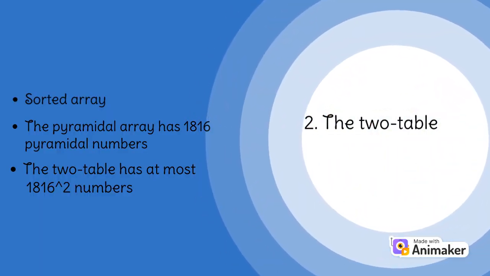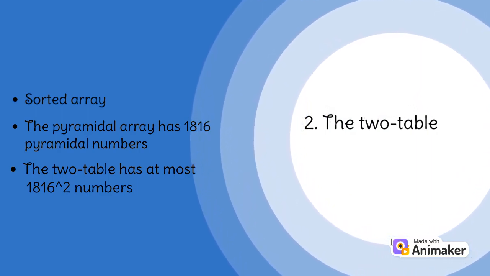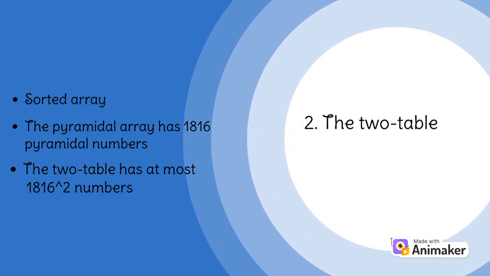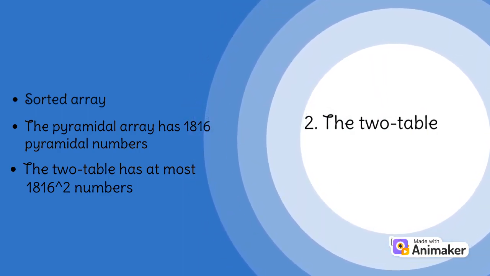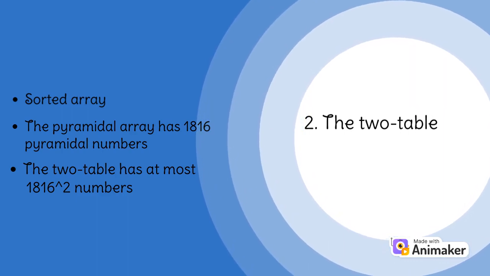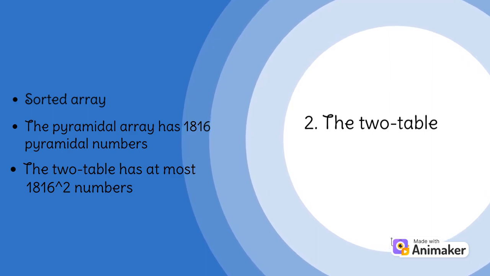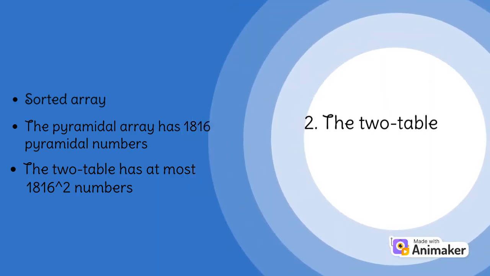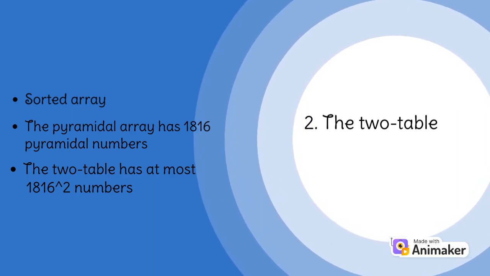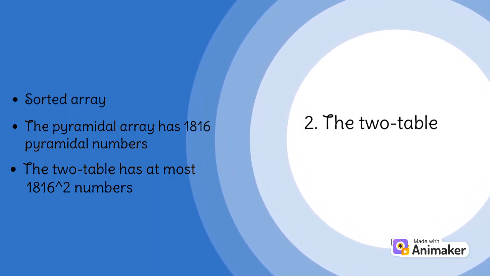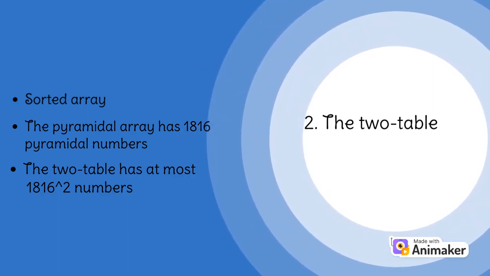The two-table. The two-table is going to be a sorted array. Its elements will represent all the possible different sums of every pair of numbers in the array of the pyramidal numbers from 1 up to 1 billion. In fact, there are only 1,816 pyramidal numbers, therefore there will be at most 1,816 squared entries in the two-table. But after eliminating duplicates, there will only be about half of them left.